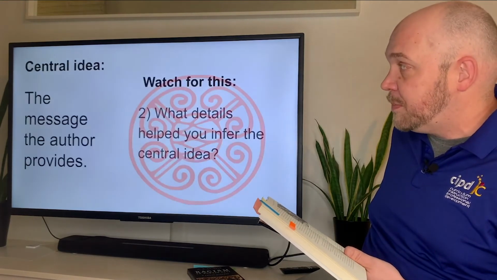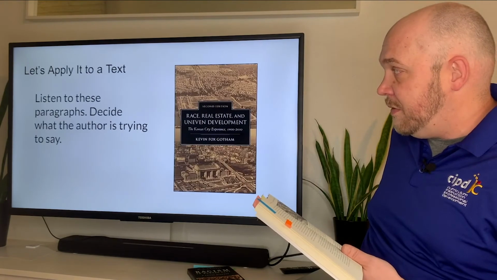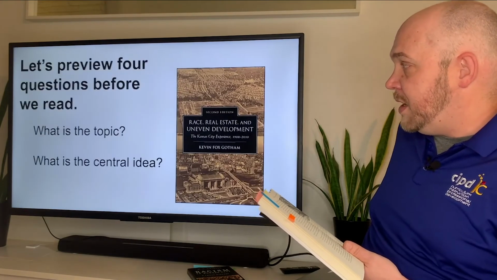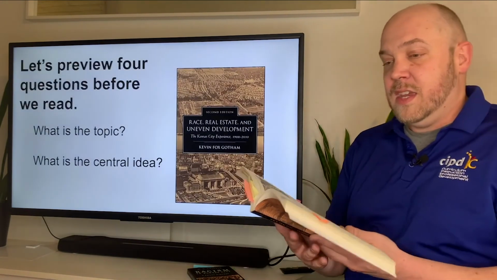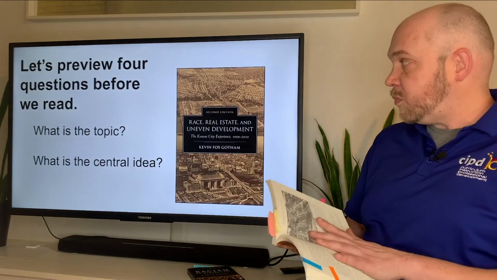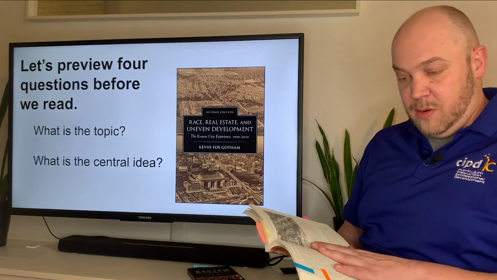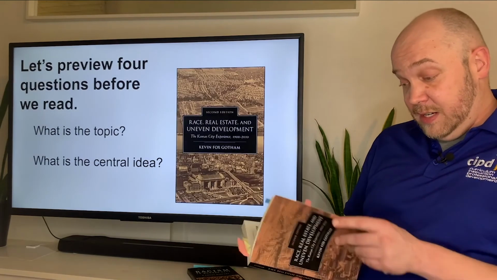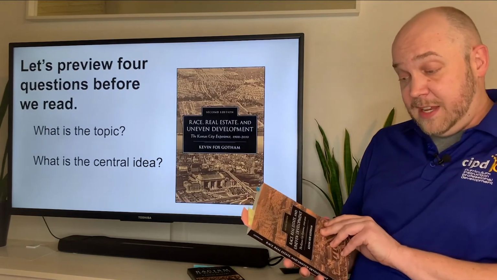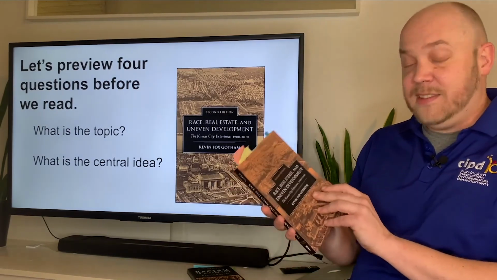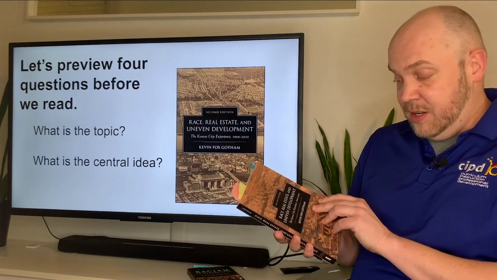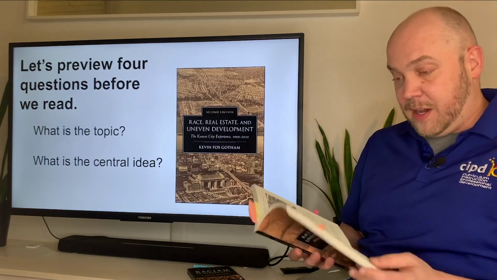and then go on and find a couple details that you would say support it. Okay, let's go back to this very first question, and I'm going to do my best in reading this in my best voice. Think about this question while I'm reading page 64 from Race, Real Estate, and Uneven Development, The Kansas City Experience from 1900 to 2010 by Kevin Fox Gotham.